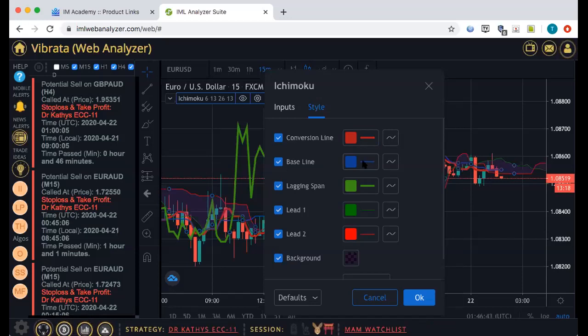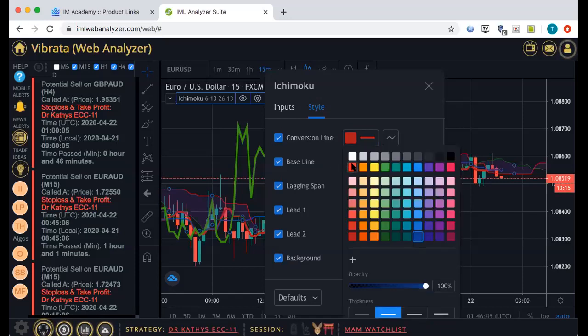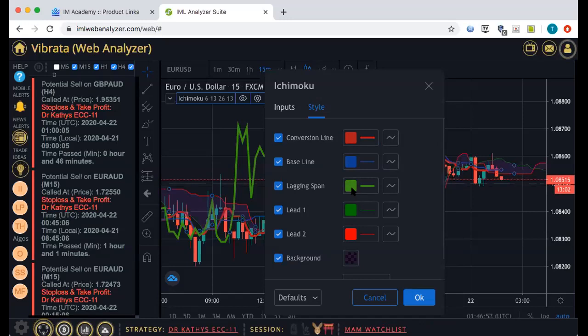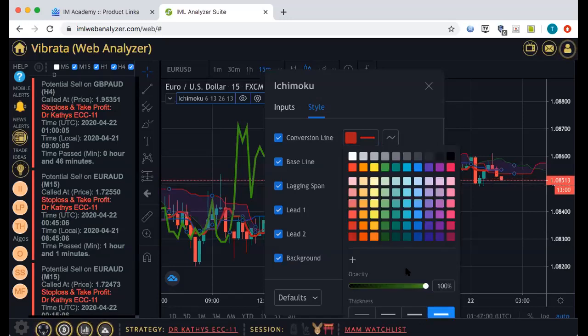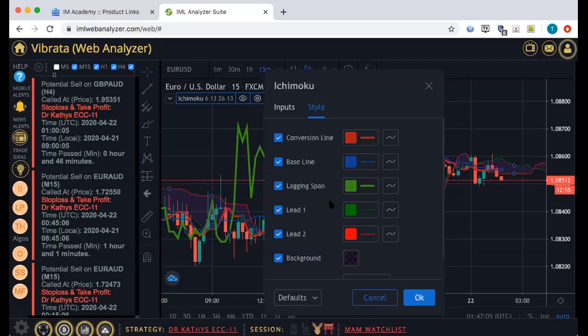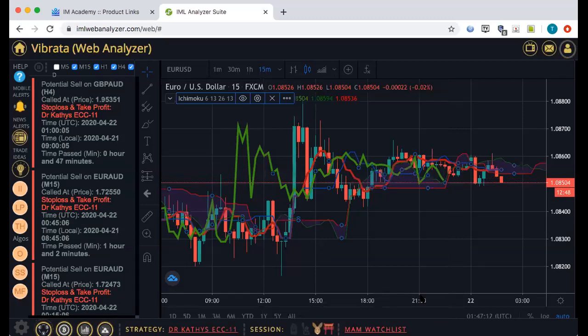The next one is your baseline. It could very well be red. You want to change it to blue. And then you also may want to thicken your blue line so you can easily see it. Your lagging span is green, but you may want to thicken that line. Of course, I have it at the thickest width. You want to go to defaults, save as default, and then click OK. Now, if you have circles on your screen, just click on the screen and they'll go away.